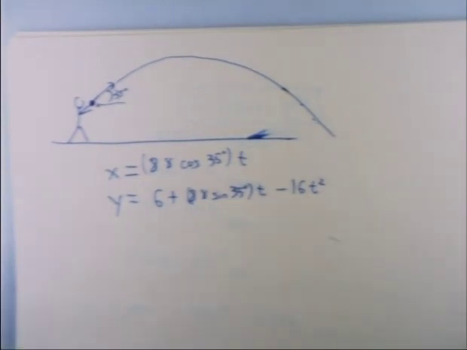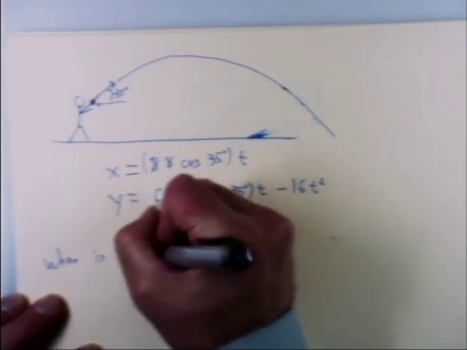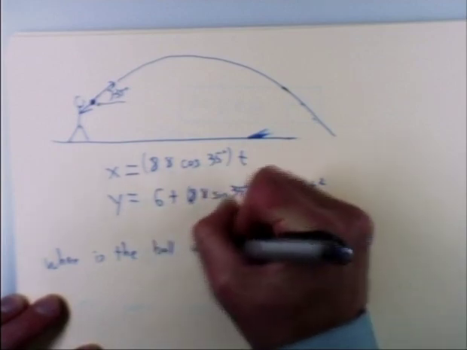What can we ask about this now? We can't exactly write y as a function of x. There might be a way, of course, that we could figure out how to do that. But what else could we do? Well, immediately we might ask something like, where is the ball after 2 seconds?